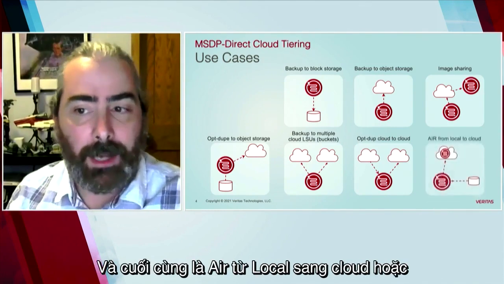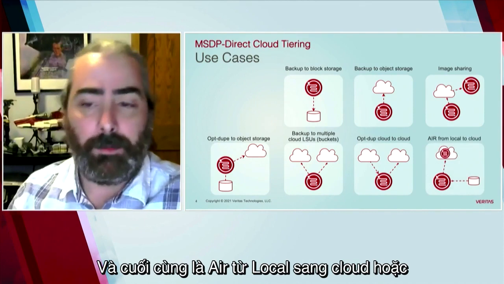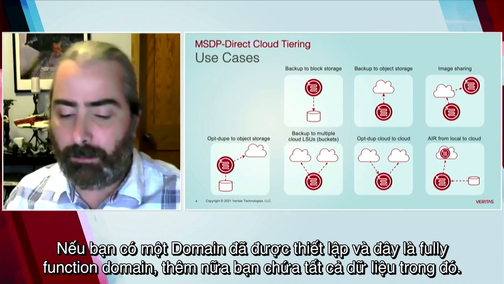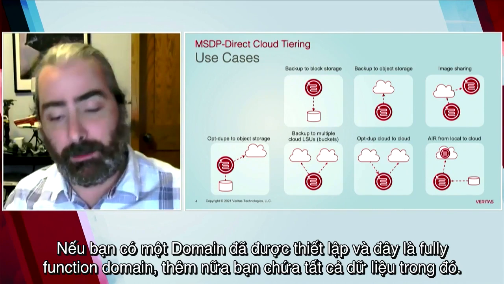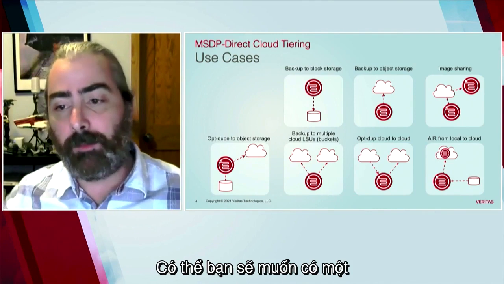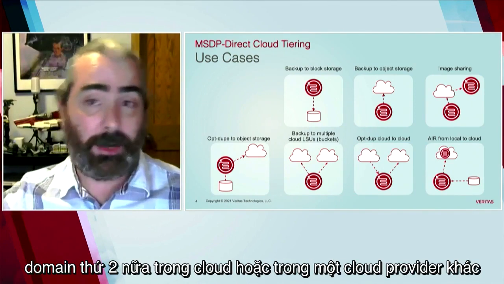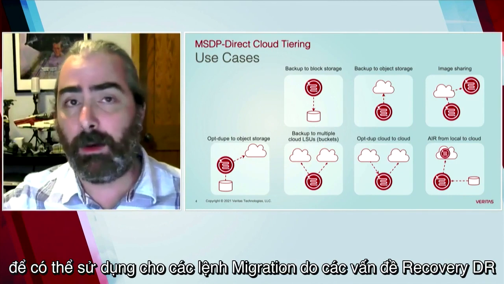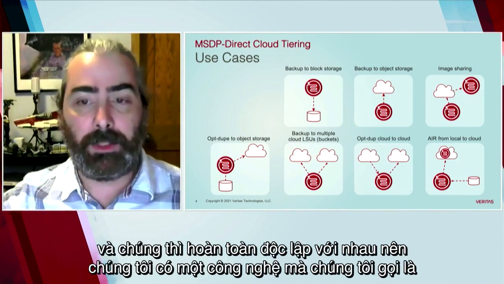And finally, AIR from local to cloud, or from your primary infrastructure to cloud. AIR is something we have where, if you have one domain set up, a fully functioning domain with all your data there, you may wish to have, say, in a cloud or a different cloud provider, a whole secondary domain that you can use for migration efforts or DR recovery issues, and they're completely independent of each other.